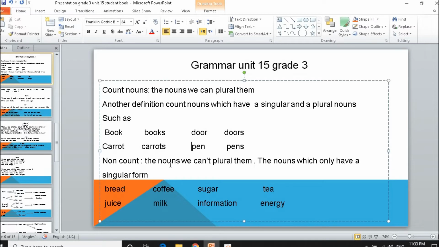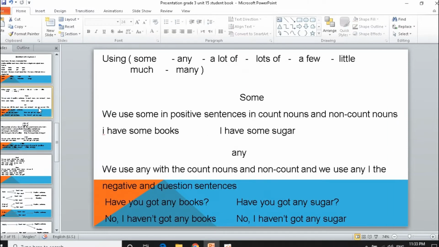Non-count nouns are the nouns we can't make plural. They only have a singular form: bread, coffee, sugar, tea, juice, milk, information, energy. Okay, next slide.